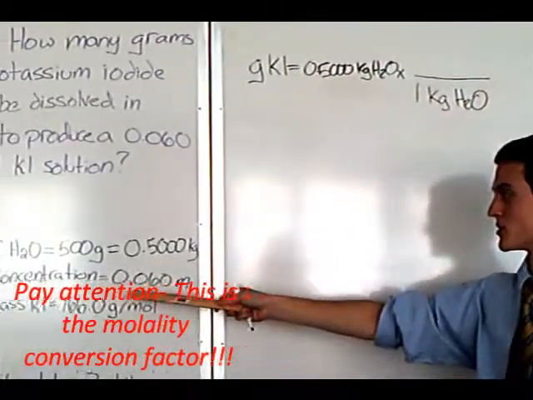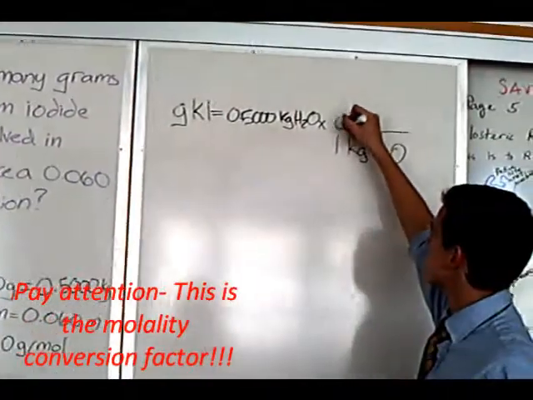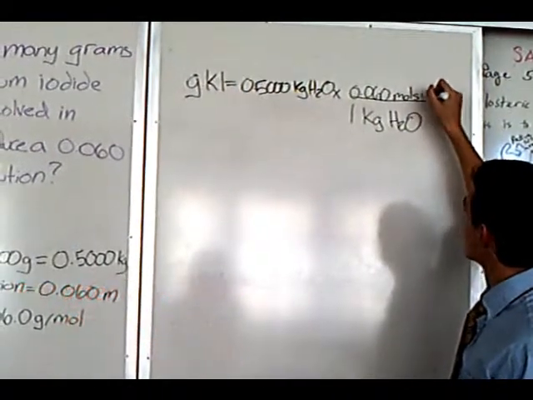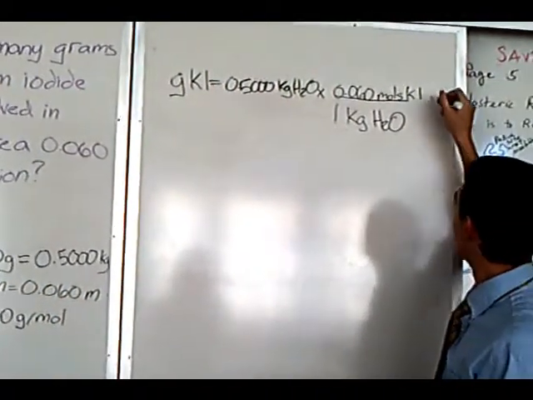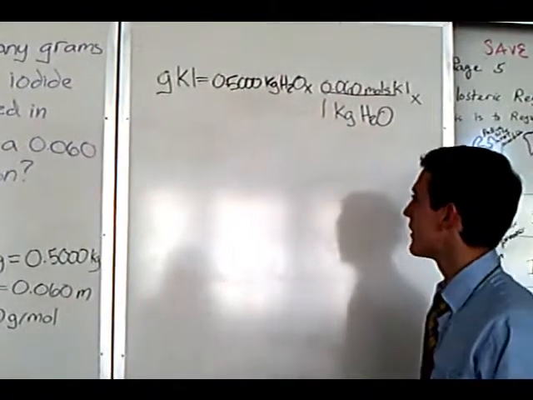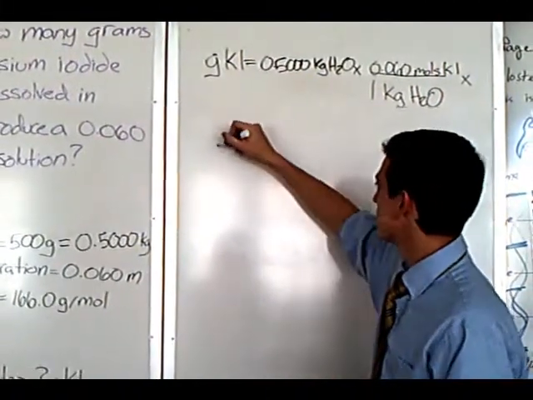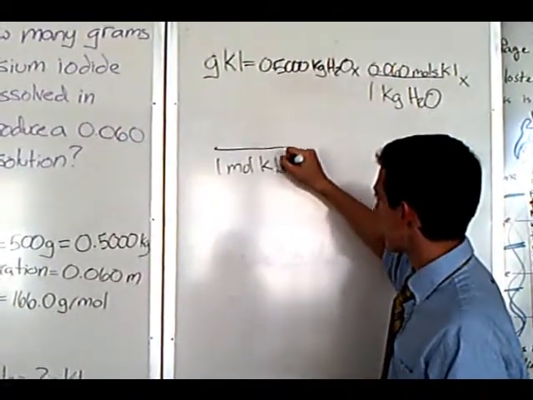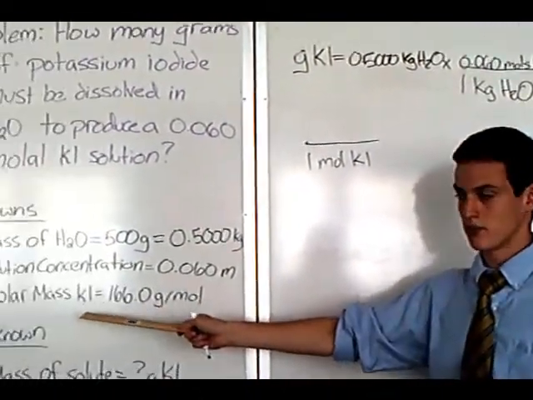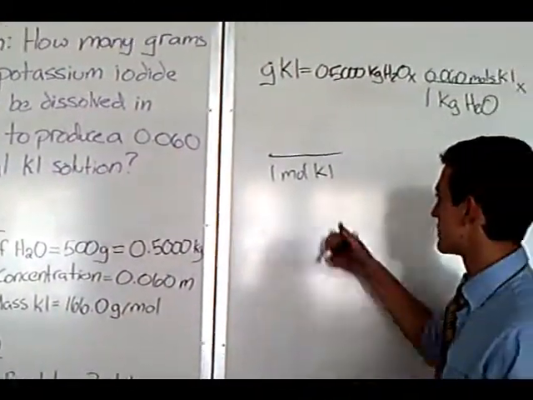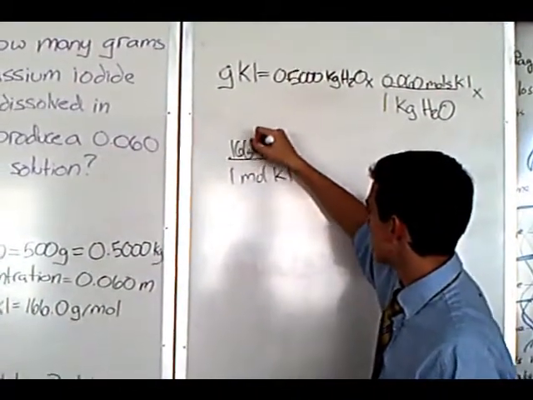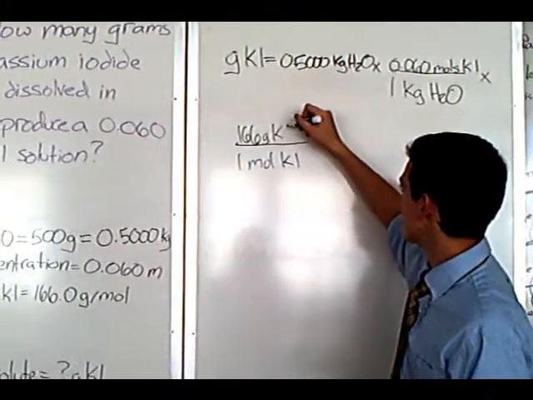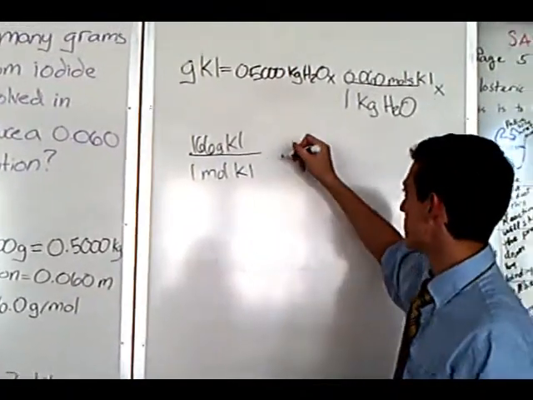And your second known, which is your solution concentration, 0.060 moles KI. Then you multiply that by 1 mole KI, and your third known, which is 166 grams of potassium iodide over 1 mole potassium iodide.